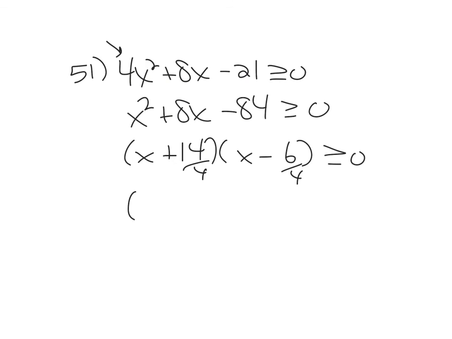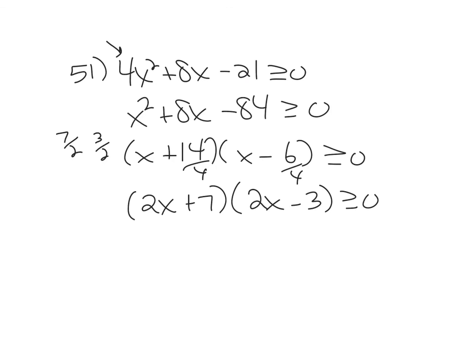Now this time neither one of these divides, but you can reduce. First of all, 14/4 is really 7/2 when you reduce it. So I'm going to slide the 2 in front of the x. The second one, 6/4 is really 3/2 when you reduce it. So I'm going to slide the 2 in front of the x, make it minus 3. There's your factored form. Your zeros are negative 7/2 and positive 3/2.